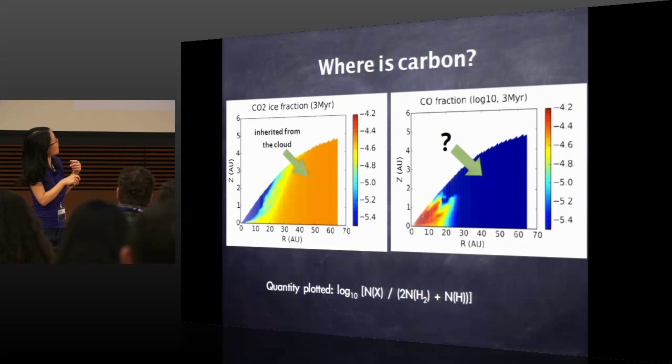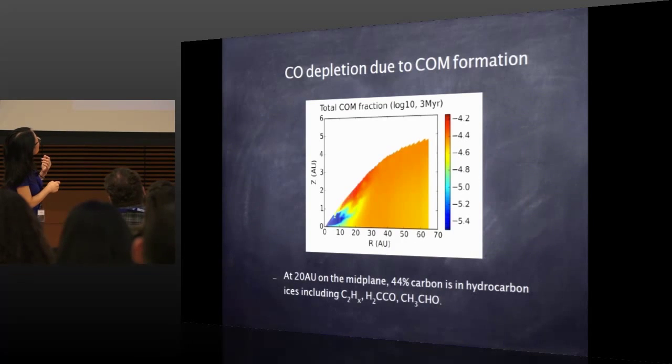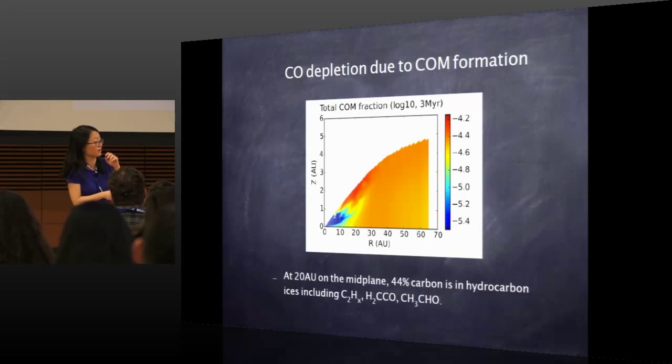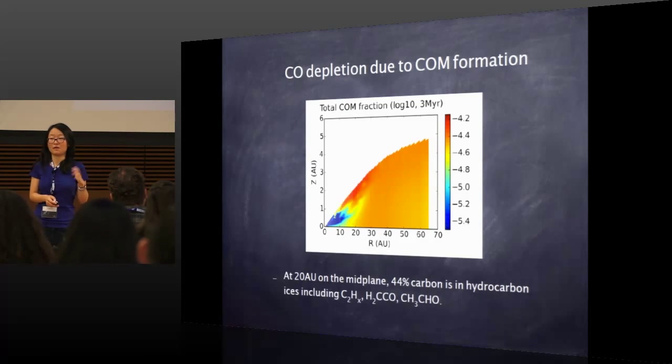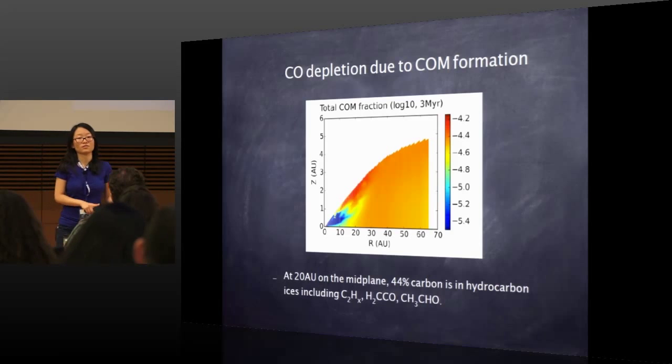Red means a lot, blue means almost nothing, and this is the abundance normalized by the total proton number density. So we're seeing a lot of complicated organic molecules. Exactly what kind of organics we're seeing depends on the model and the initial conditions, but we tested with input from observational data and also from modeling data. It seems that this result is pretty robust.